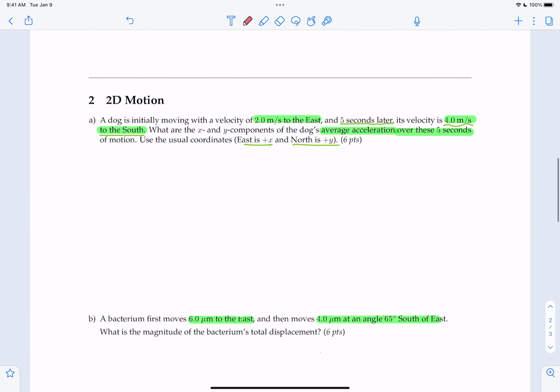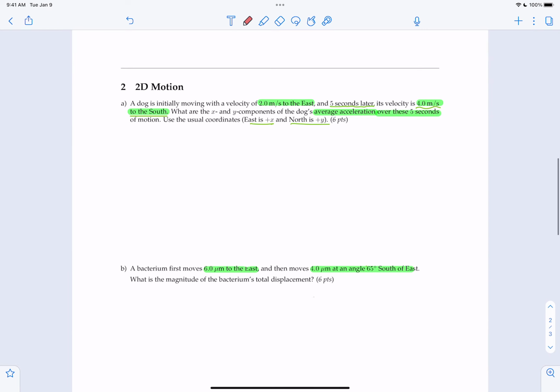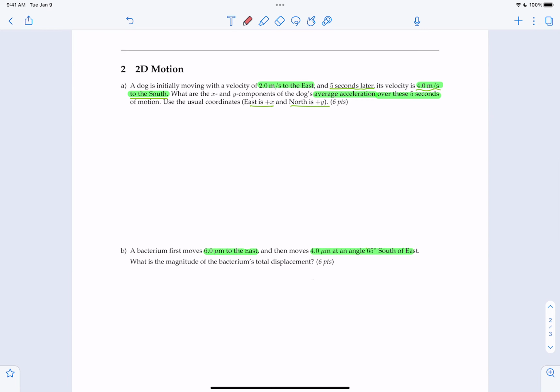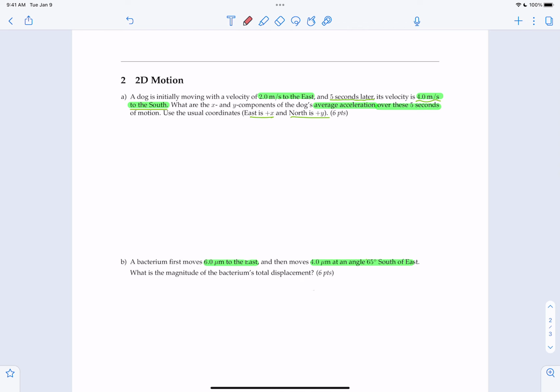For problem 2 now, it is 2D motion, right? So we did vectors for the first one. Now we're doing 2D motion. It says a dog is initially moving with a velocity of 2 meters per second to the east, and then 5 seconds later, its velocity is 4 meters per second to the south. What are the x and y components of the dog's average acceleration over these 5 seconds of motion? Use the usual coordinates. East is positive x, north is positive y.